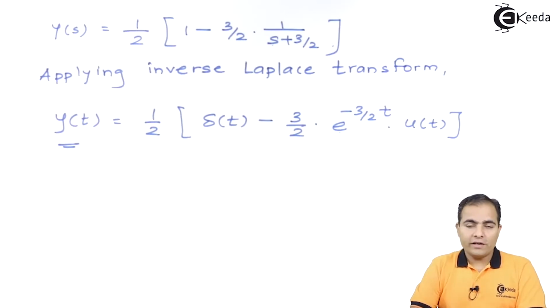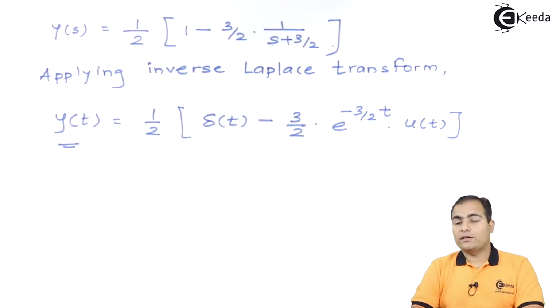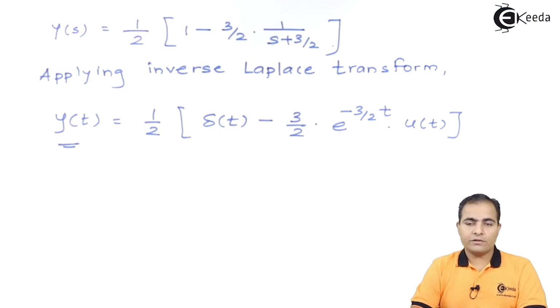Now, all the numericals we have studied till now are based on the transfer function, step response and impulse response. The next coming 3 numericals will be based on output response, zero state response and zero input response. Now, that's all for now. We'll study the next numericals in the next video.